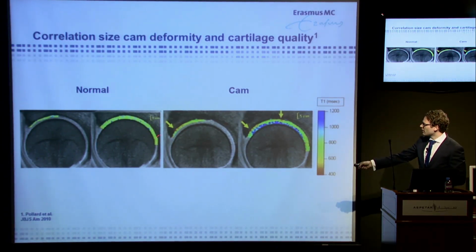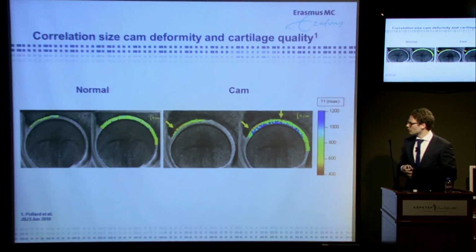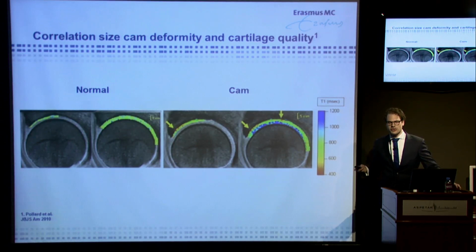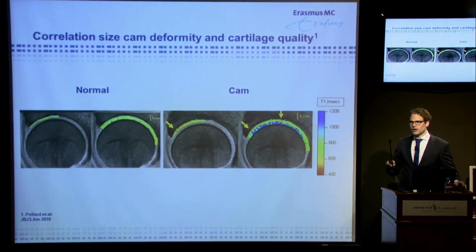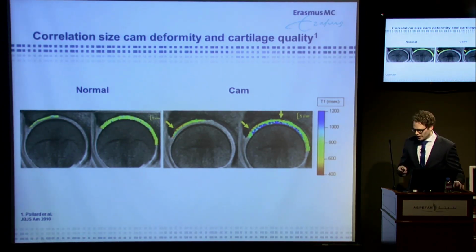And here in the hip with cam deformity, you see more reddish color, which means bad cartilage quality. And also here, more reddish color, especially on the acetabular side. So it's most often the anterolateral, the anterosuperior location in the acetabulum.